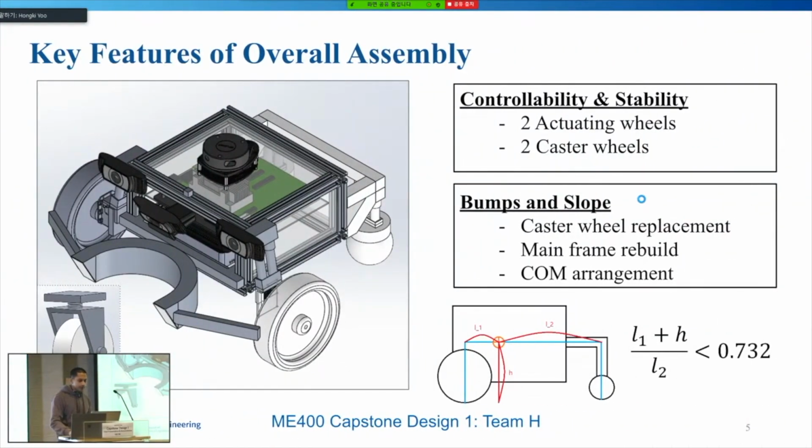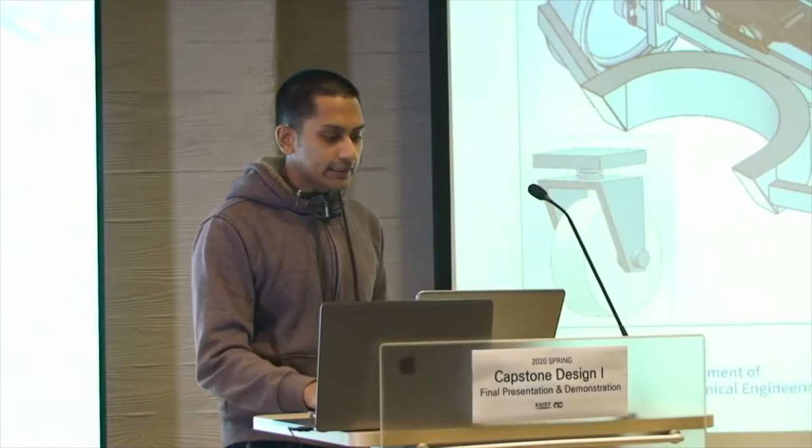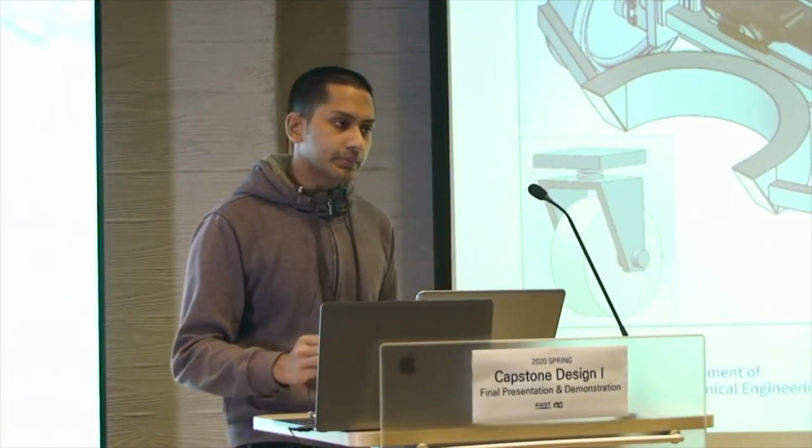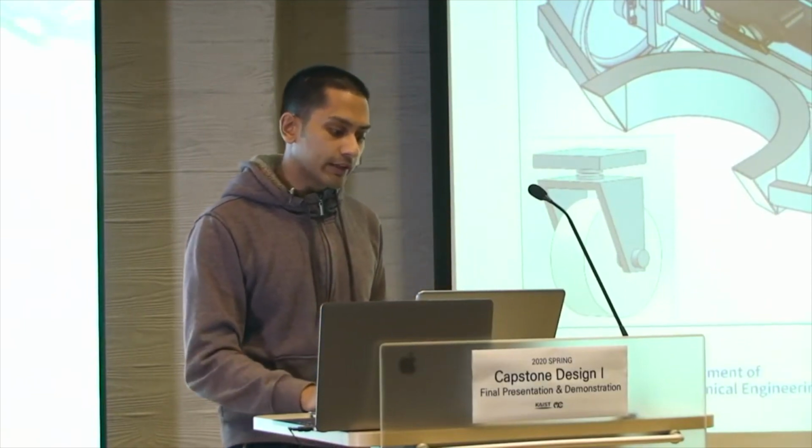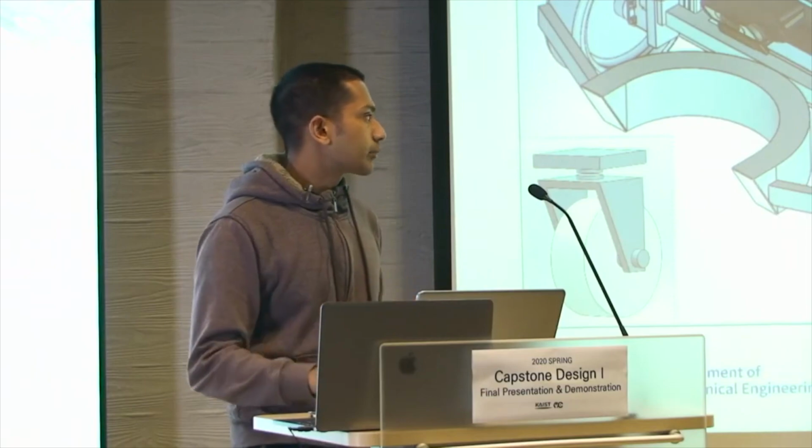The first feature is its two-wheel actuation system. The two-wheel system helps improve controllability as it can turn with a lower radius, and we also improve stability by including two caster wheels in the back. Also, we made center of mass considerations, especially over the slope that we were given, so that our car can easily overcome the slope.